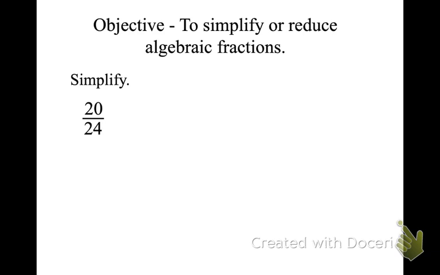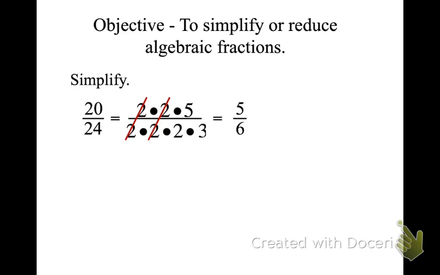And when I'm in prime factor form, I can then cross-cancel common factors. Right away, we see we have a common factor of 2 that I can cancel out, and another common factor of 2. And so what's left in my numerator is 5, and in the denominator, when I multiply, is 6.